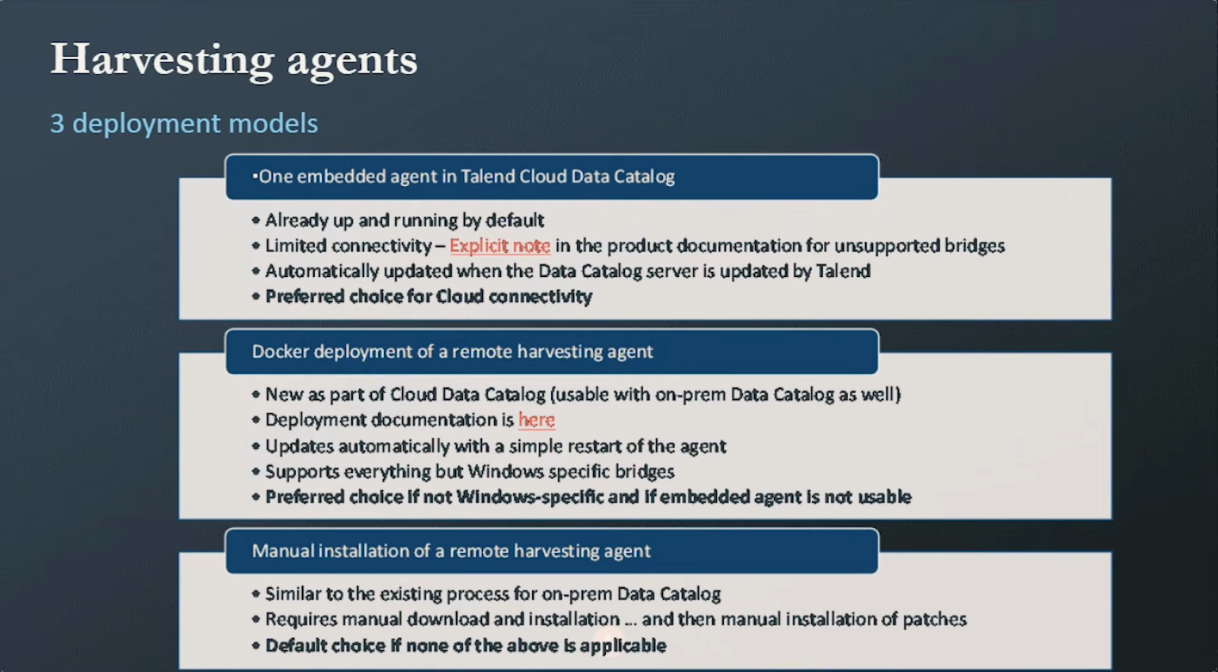The next deployment option is the Docker deployment of a remote harvesting agent. This is new as part of Cloud Data Catalog. It's also usable with the current version, the 7.3 version of the on-prem data catalog, if you choose this option. There is deployment documentation at help.talend.com; you want to choose Data Catalog and choose the cloud version, and you'll get information on how to deploy that there. But it's going to update automatically with a simple restart of the agent.